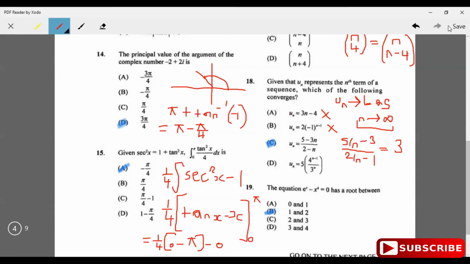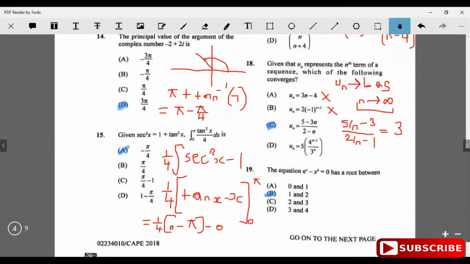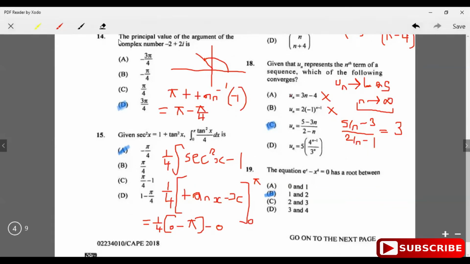Question 19 asks us to find the interval where the root lies. In order to find the interval where the root lies, we need to use the IVT, the intermediate value theorem. Since we know it's between 1 and 2, all we have to do is show that f of 1 is less than 0 and f of 2 is greater than 0. So f of 1 is equal to e to the 1 minus 1, so that's e minus 1, which is greater than 0, because e is 2.7.